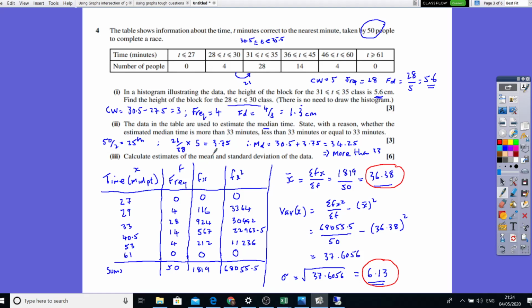Over here, there's the explanation for why the median is more than 33, and this is the height for the frequency density. Okay, hope that helps, everybody.